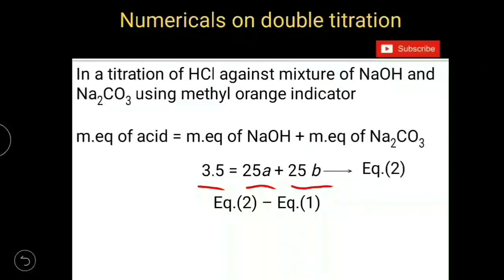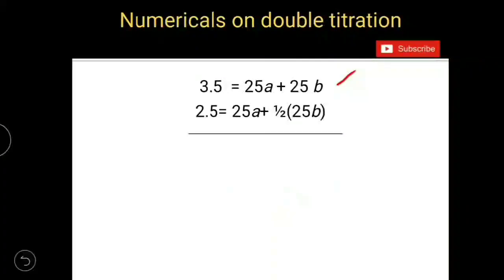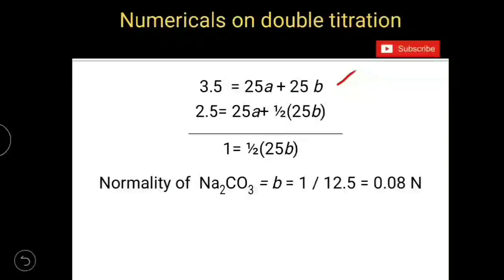And when equation 1 is subtracted from equation 2: equation 1 is 2.5 equal to 25A plus half of 25B. Equation 2 is 3.5 is equal to 25A plus 25B. When you subtract equation 1 from equation 2, you get the relation 1 equal to half of 25B. So B, which is the normality of sodium carbonate, will be equal to 1 by 12.5, which is 0.08 normal.